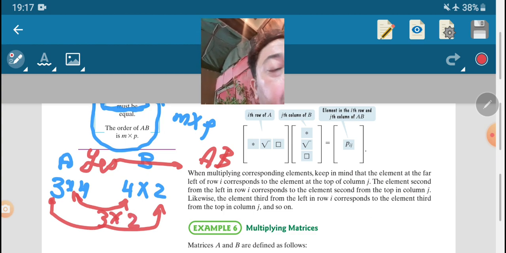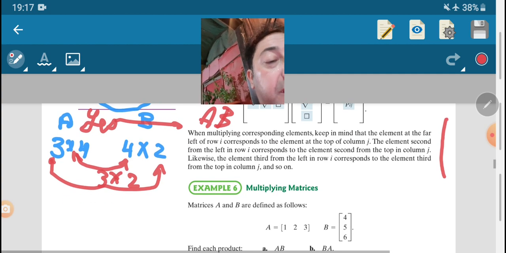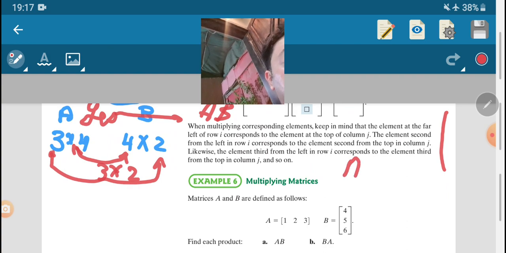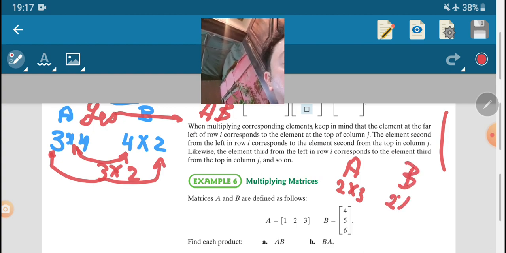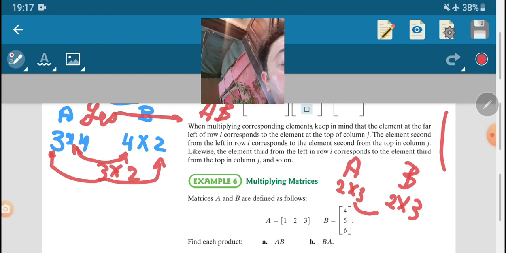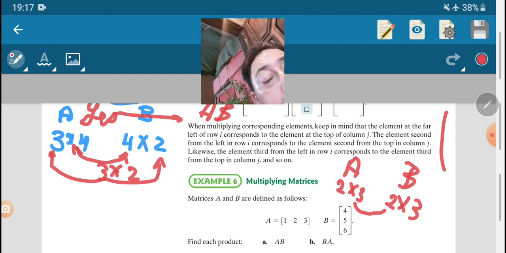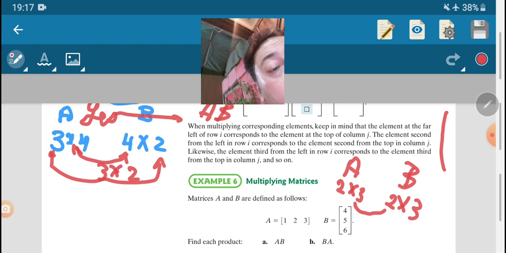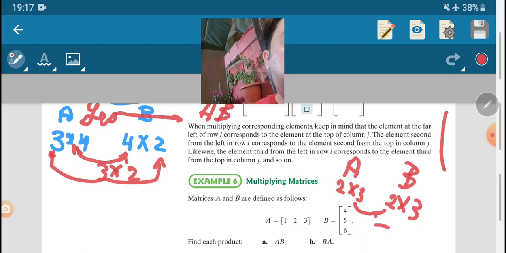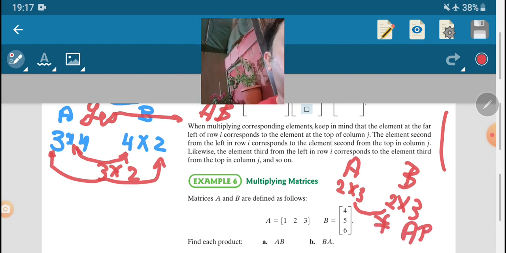Understand? Again, can we multiply these two matrices? The first matrix is 2 rows and 3 columns. The second matrix also 2 rows and 3 columns. Can you multiply them? Let's see the inner part. The first matrix columns are 3. The second matrix rows are 2. So we cannot multiply them.